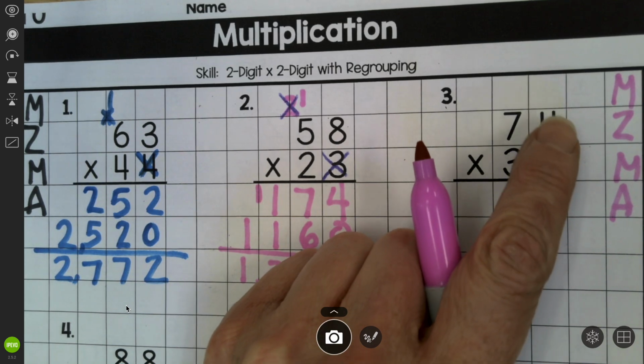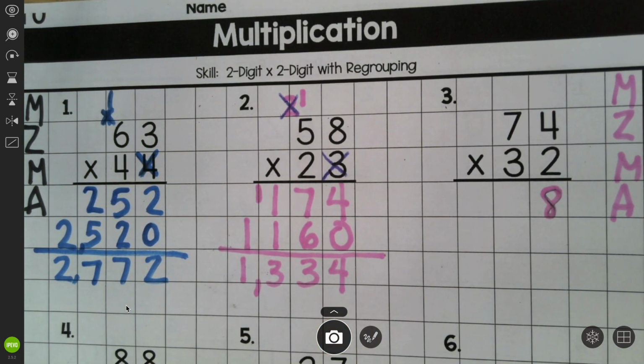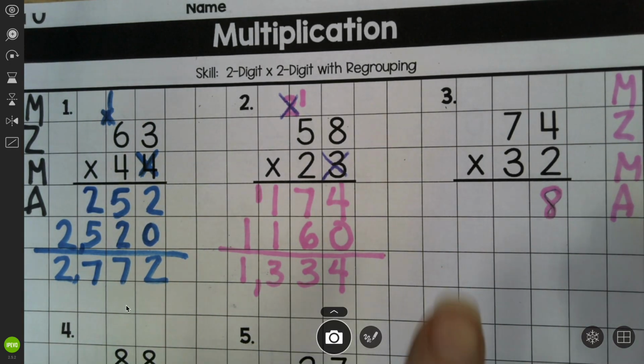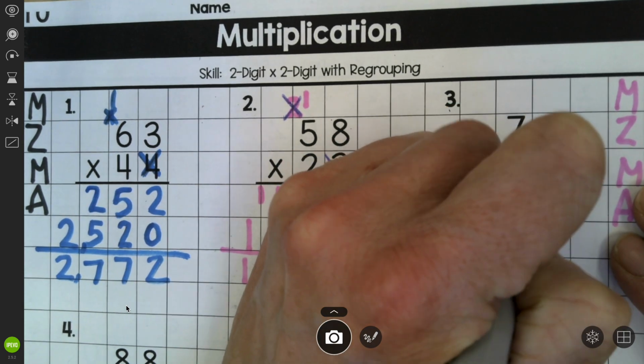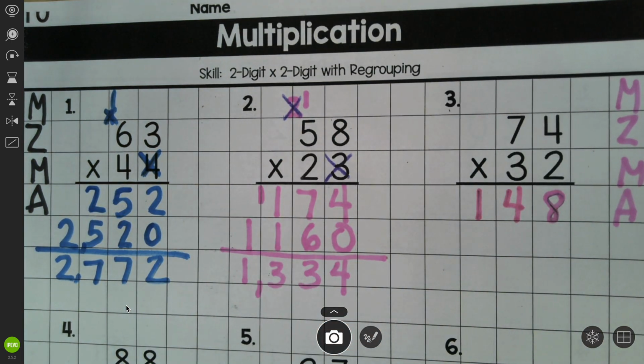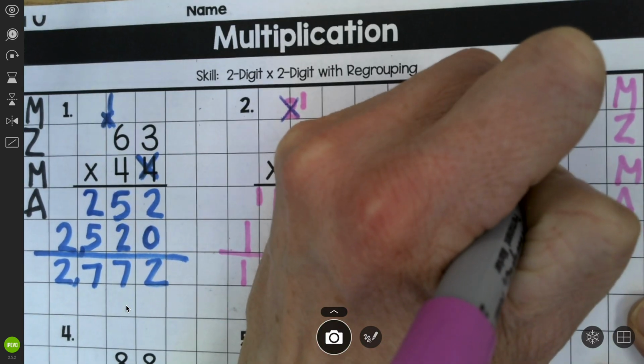So next I did 2 times 4 is 8. Now I need to do 4 times 2. 2, 4, 6, 8, 10, 12, 14. There's no other number to carry for, so I'm going to put the 14 right here, okay? Next, I'm just going to X out this 2 because I'm done multiplying by it.